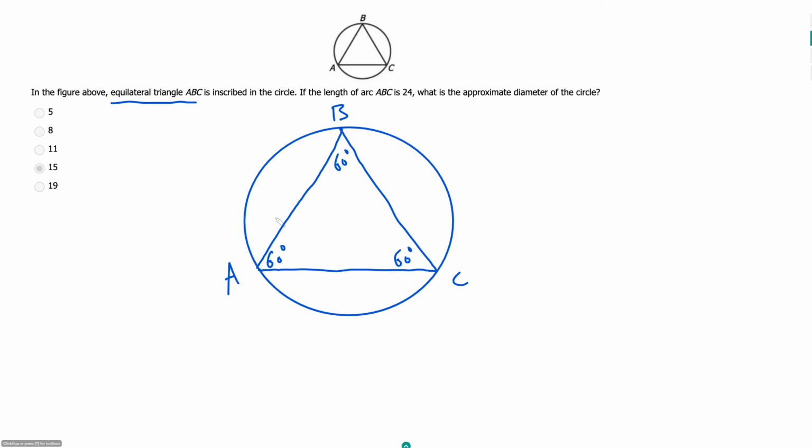And so ABC, so starting from A and then going all the way around to C. So that's from A to B, then from B to C. We know that is 24. And then from that, we got to get the diameter of the circle. So how can we relate these two things? We got the angles of our triangle, and then we know the length of this arc from A all the way to C.